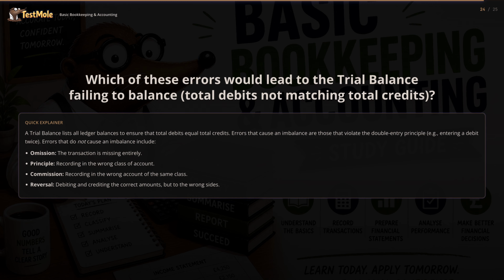Errors that do not cause an imbalance include omission. The transaction is missing entirely. Principle. Recording in the wrong class of account. Commission. Recording in the wrong account of the same class. Reversal. Debiting and crediting the correct amounts, but to the wrong sides.